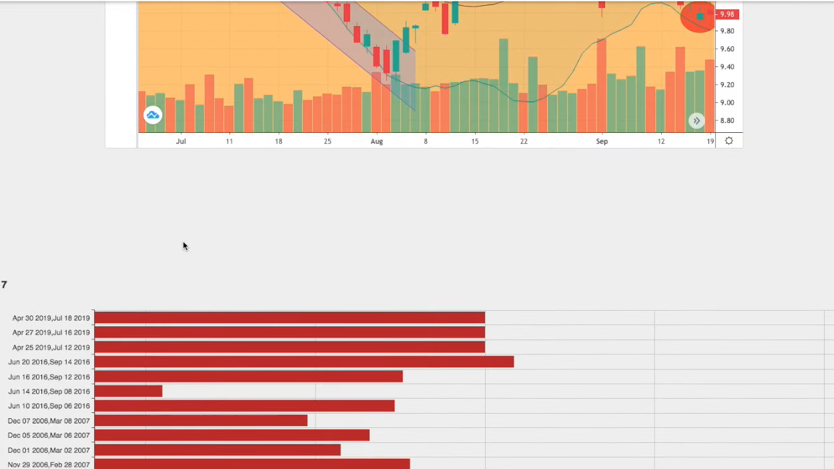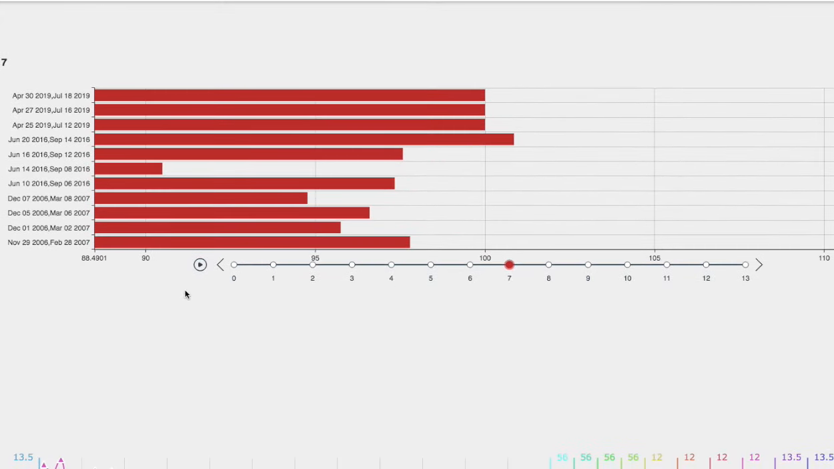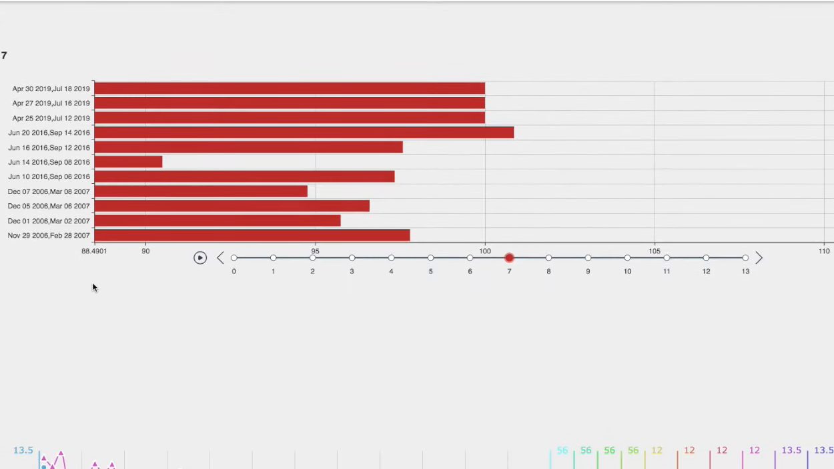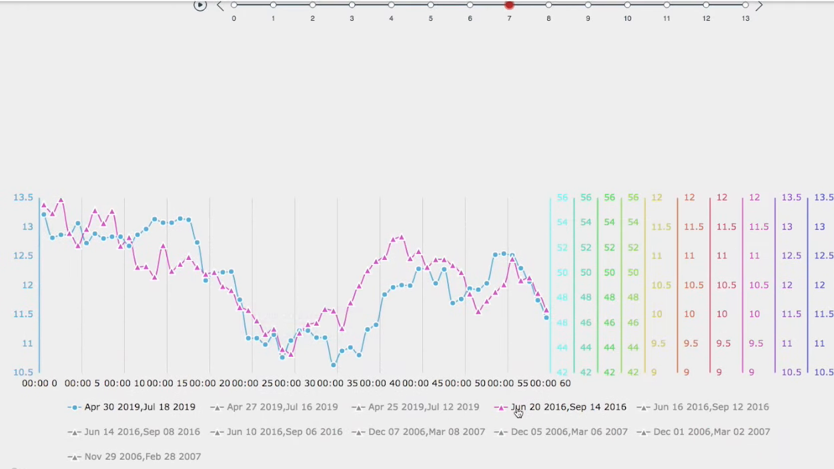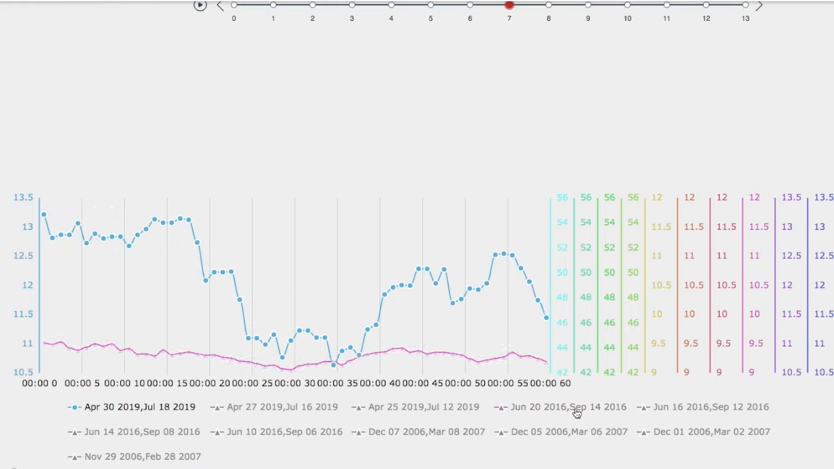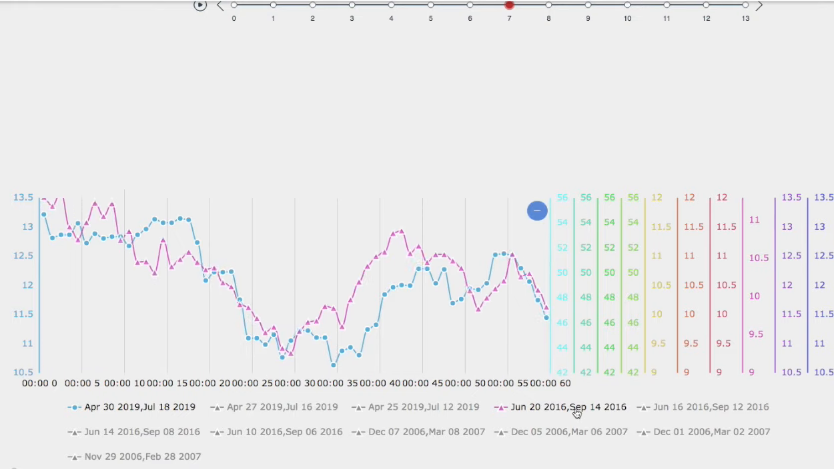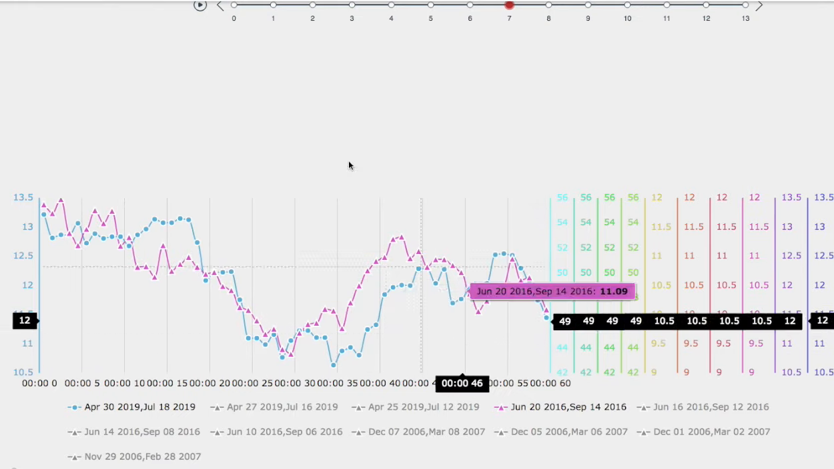So let's head to the forecast model. The trend that I took a look at was June 20th, 2016 to September 14th, 2016. Back then WTI was up roughly 90 basis points, so not much movement in the coming days. And here's the line chart that I compared it to. We have the current trend right here and the 2016 trend overlapping it.